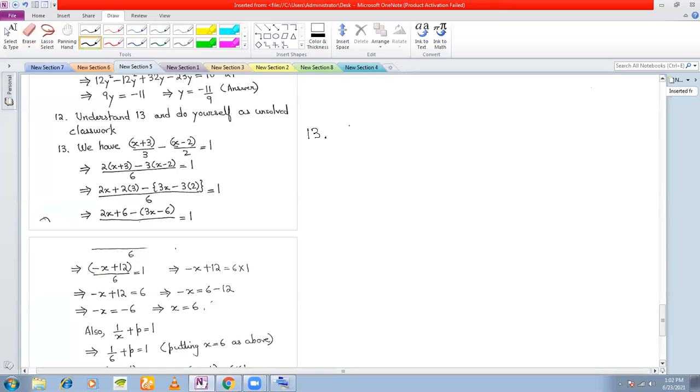13. Given equation here is x plus 3 divided by 3 minus x minus 2 divided by 2 is equal to 1. First take the LCM. You need to remove the fractions. So LCM of 3 and 2 is 6. 6 divided by 3 is 2. So 2 into x plus 3 minus 6 divided by 2 is 3 into this x minus 2 is equal to 1.